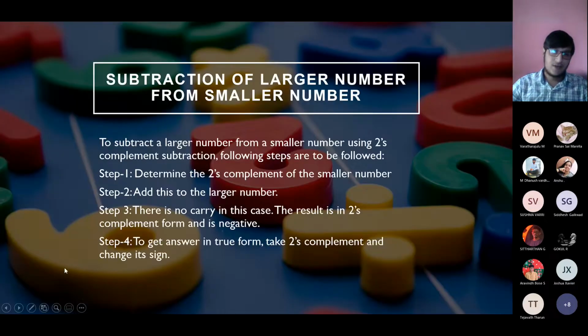Next slide. Now, subtraction of a larger number from a smaller number. To subtract a larger number from a smaller number using 2's complement subtraction, we follow these steps. Same thing, we find the 2's complement of the number being subtracted and add it to the other number. Here you will not get any carry, and the result is in 2's complement form and is negative. So we have to find the 2's complement of the result and put a negative sign. Next slide.